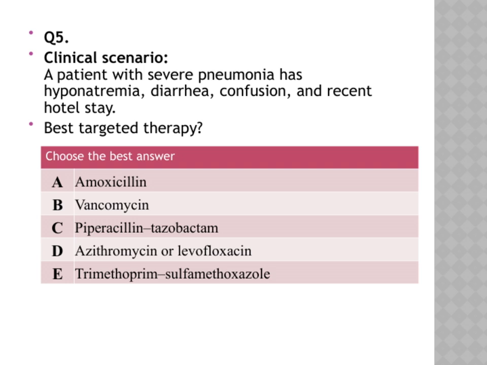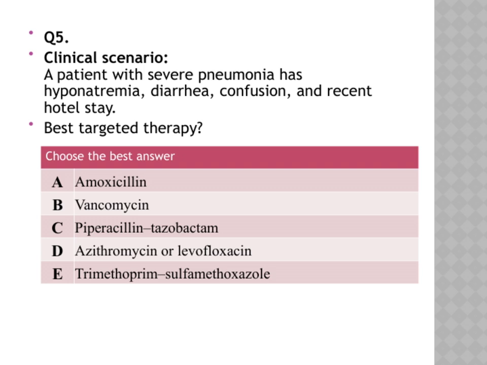Given this, our goal is to choose the most appropriate targeted therapy for this particular scenario. Now, let's consider the options. Amoxicillin and vancomycin are generally used for other bacterial pneumonias, but they don't cover Legionella effectively. Piperacillin tazobactam is broad-spectrum, but isn't the first choice for Legionella either.